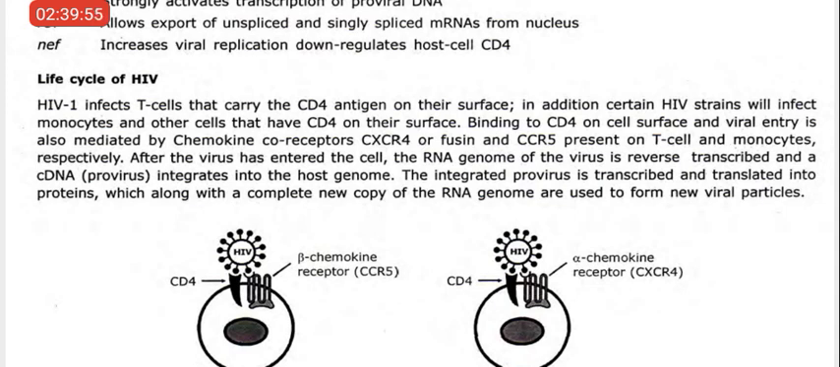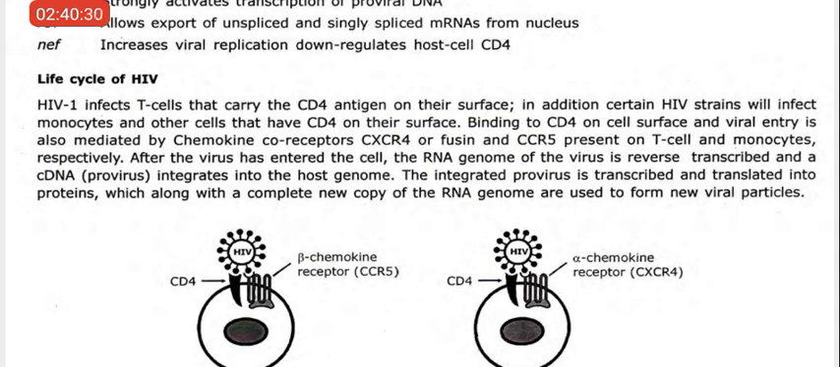So we're learning about the life cycle of HIV. HIV-1 infects T cells that carry the CD4 antigen on their surface. In addition, certain HIV strains will infect monocytes and other cells that have CD4 on their surface. Binding to CD4 on the cell surface and viral entry is also mediated by chemokine co-receptors CXCR4, or fusin, and CCR5, present on T cells and monocytes respectively.